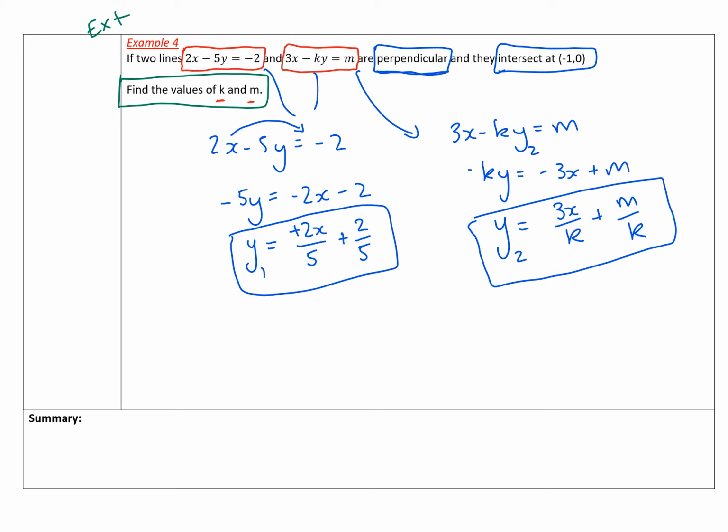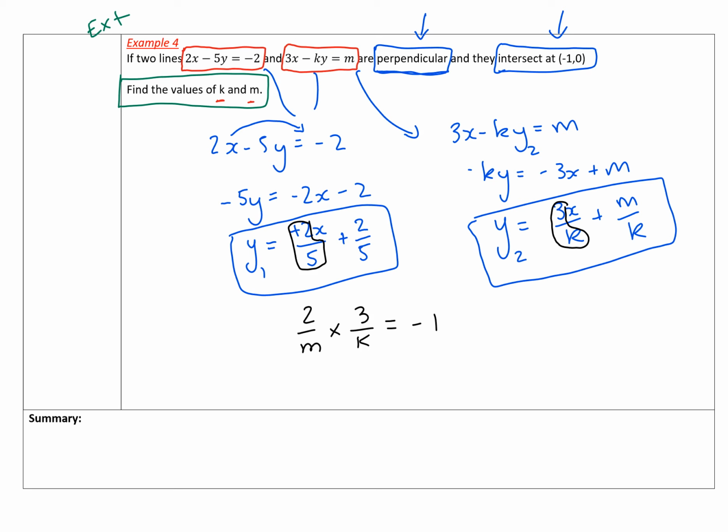Now how do I solve for k and m? Well, the other bit of information I was given is that they're perpendicular and intersect at negative 1, 0. So if I had a gradient for y1, which is here, 2 over 5, I know that that needs to be equal to this 3 over k when it was flipped and negated. Or I could say 1 gradient times the other gradient is equal to negative 1.